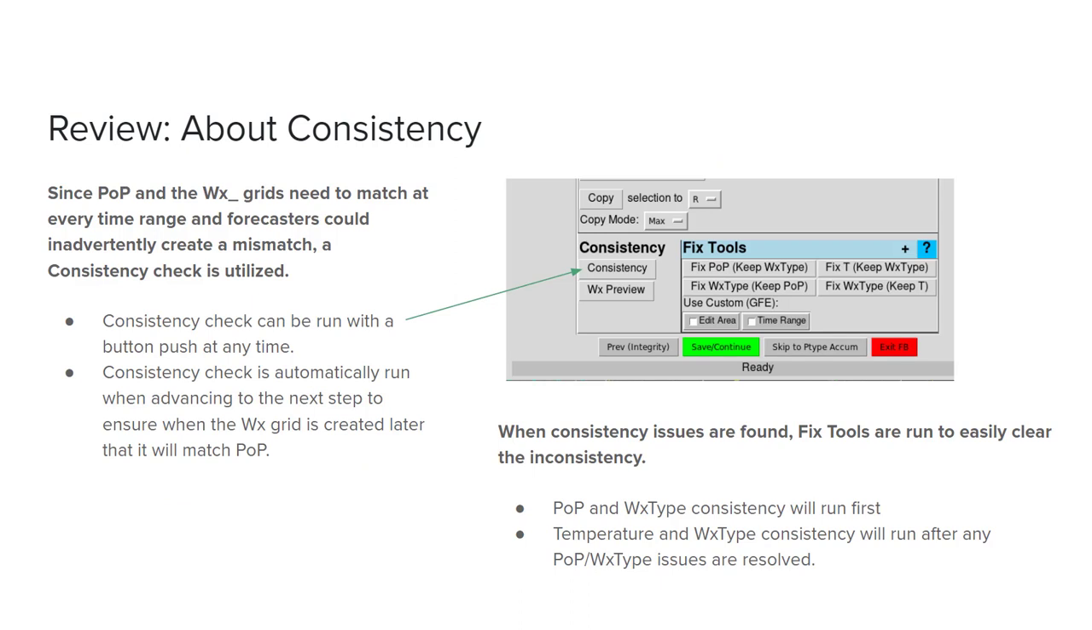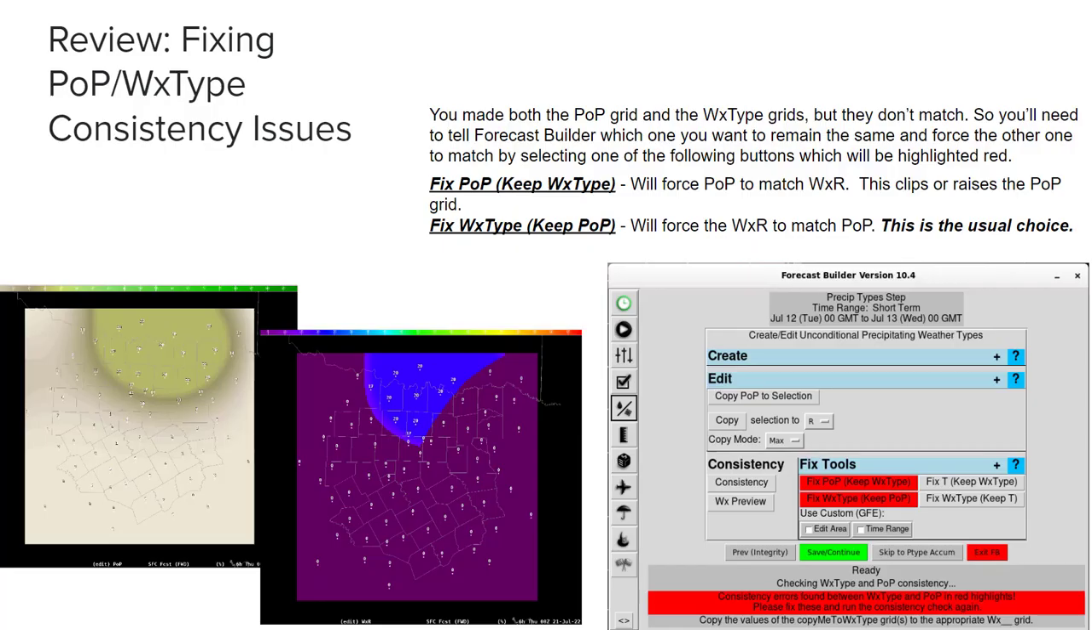On to consistency checks. This slide is a review from the warm season module. Consistency between weather type and your POP are still a critical component. POP and weather type grids need to match at every time range, and forecasters could inadvertently create a mismatch between the two. In winter weather, weather types also need to match other forecast variables like temperature and or snow level.